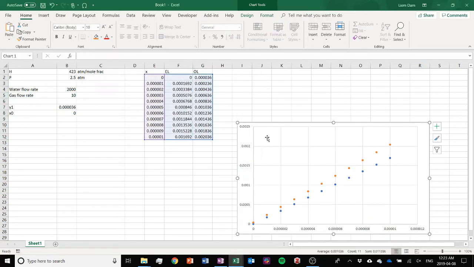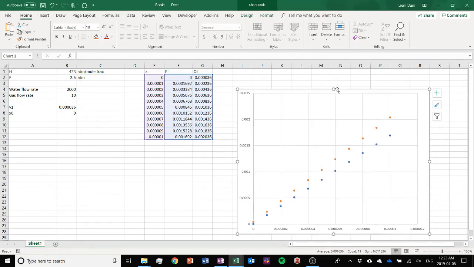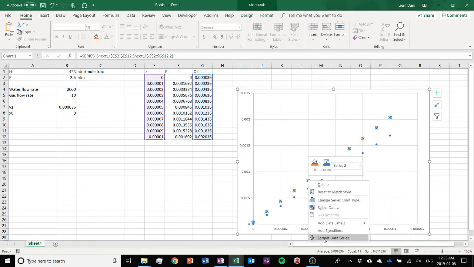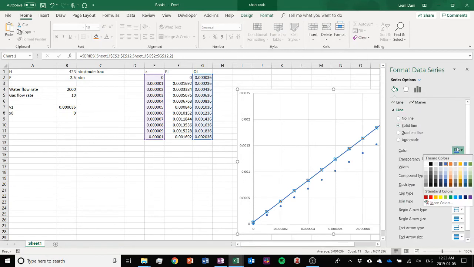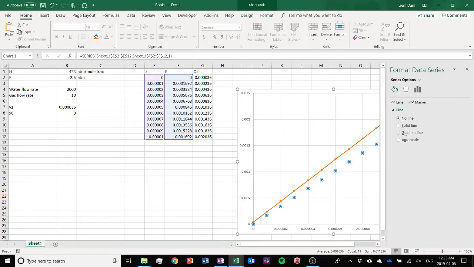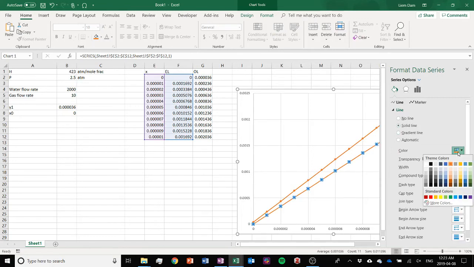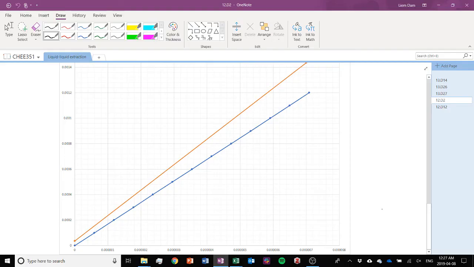So now we have both of our values, and as expected, the operating line is above the equilibrium line, which is what should be the case for an absorption problem. I'm going to add some trend lines here so we can clearly see where the lines are. Okay, so now that we have our chart and it's imported into OneNote, let's just step down the column and find our number of stages.